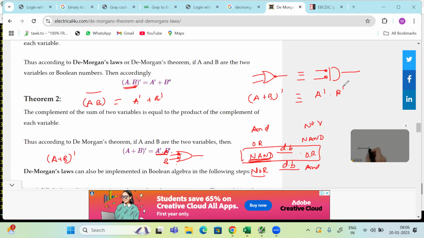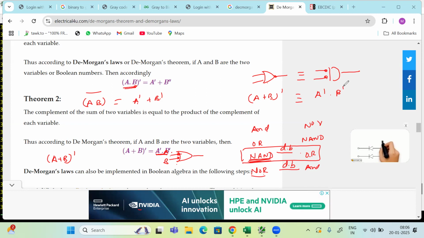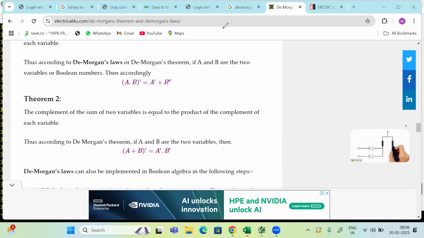We used to struggle to remember De Morgan's law. Now, De Morgan's first law: A plus B whole bar equals A bar B bar. Nothing, you just remember this one. If you remember one, you can remember the other. Just change AND to OR. I don't even understand why you struggle this much. They are all double bubble, that is what I have said once again.